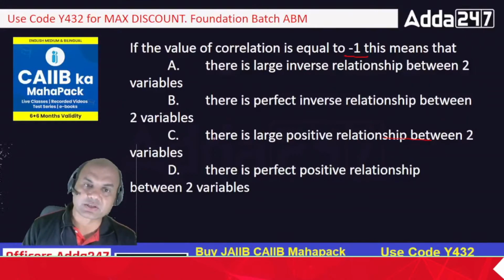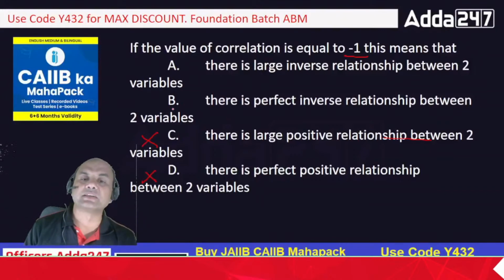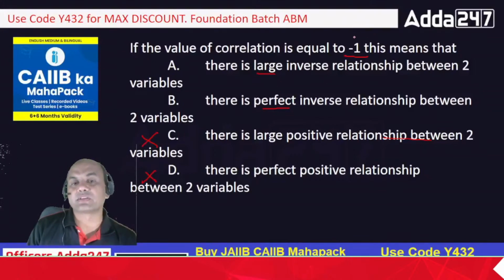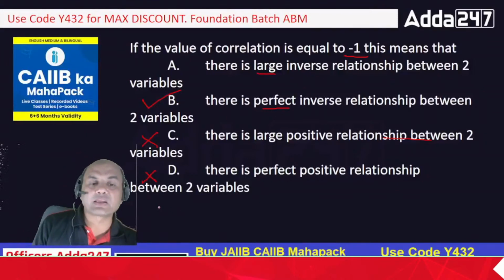Negative, inverse. Okay, so positive options are out. Now only large inverse or perfect inverse. The answer is exactly minus 1, so yes, perfect inverse. Very good. The answer is B, perfect inverse. Remember, when r equals minus 1, it is perfect inverse.